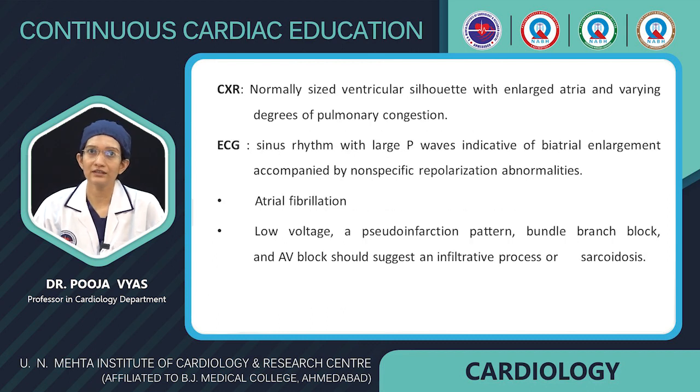Chest X-rays usually show a normal ventricular silhouette with enlarged atria, and a varying degree of pulmonary congestion may be there. On ECG, there may be sinus rhythm with large P waves, which indicate atrial enlargement, and sometimes atrial fibrillation will be found. There are typical characteristic features on ECG, like a pseudo-infarct pattern, which is very commonly seen in cases of amyloidosis, and AV blocks and bundle branch blocks are more common in cases of sarcoidosis. So we can find those changes on ECG.